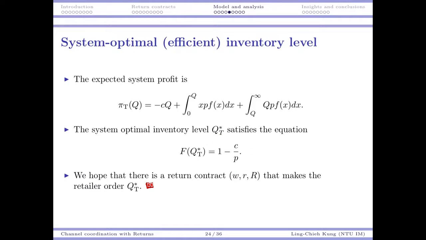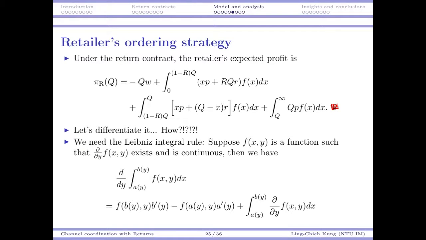And what we are looking at is whether there is a return contract that can make the retailer order QT star. We already know if W is the only parameter, then the retailer will never order QT star. The retailer will order less than that. So we want to ask whether capital R and small r can induce the efficient result. So let's look at the retailer's problem. The retailer's expected profit is this one, right? So, in order to find the optimal decision, the retailer must differentiate his profit function with respect to capital Q.